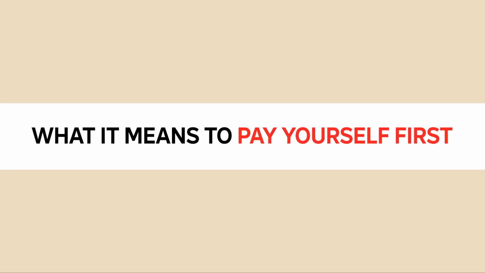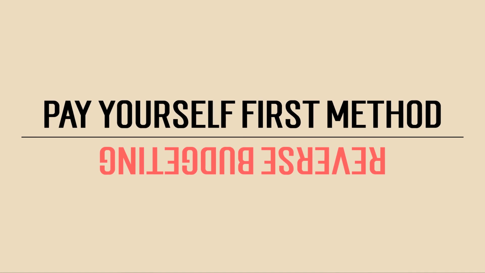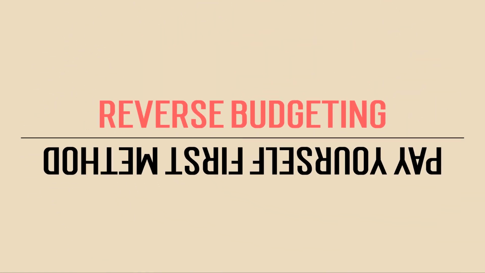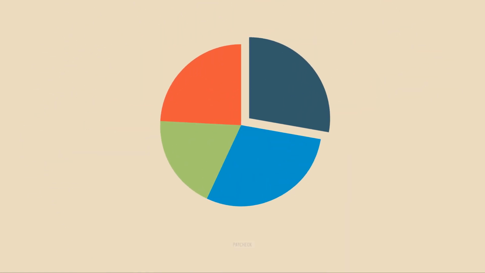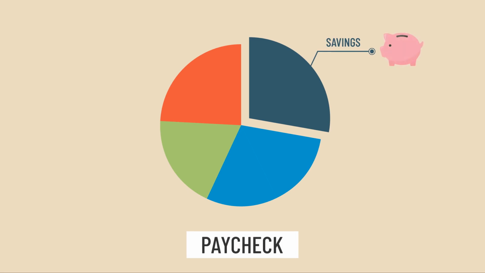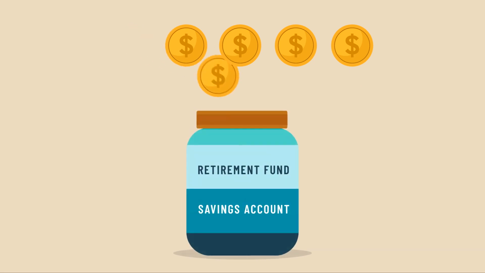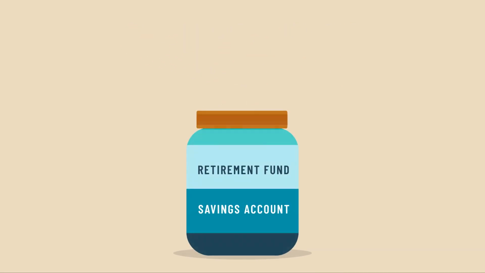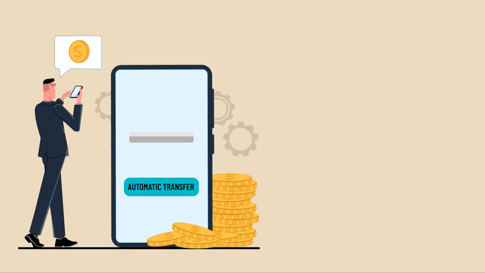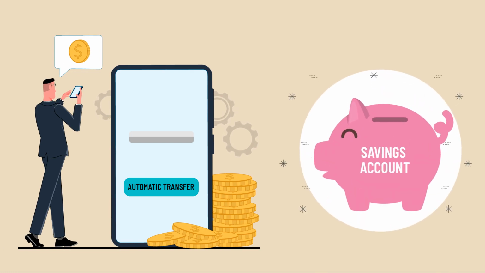What it means to pay yourself first. The pay yourself first method, also known as reverse budgeting, is a savings strategy that says individuals should save a portion of their paycheck before spending any other money on bills, groceries, or discretionary items. The amount saved is typically predetermined as part of a larger savings goal and is often funneled into retirement funds and/or savings accounts. Many financial experts and individual consumers who subscribe to this method choose to have funds automatically redirected into their elected savings account.